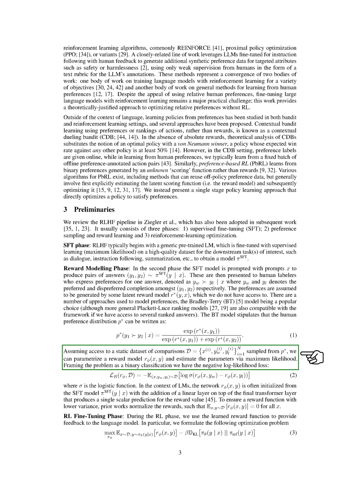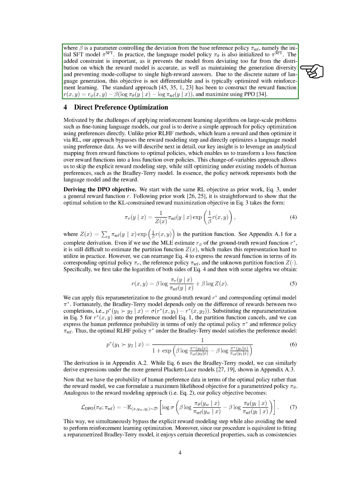The third stage is reinforcement learning optimization. Here, we use the learned reward function to provide feedback to the language model. We formulate an optimization problem where we aim to maximize the expected reward while minimizing the deviation from the initial fine-tuned model. This constraint is important as it prevents the model from deviating too far from the distribution on which the reward model is accurate, and it also maintains the diversity of the generated answers.